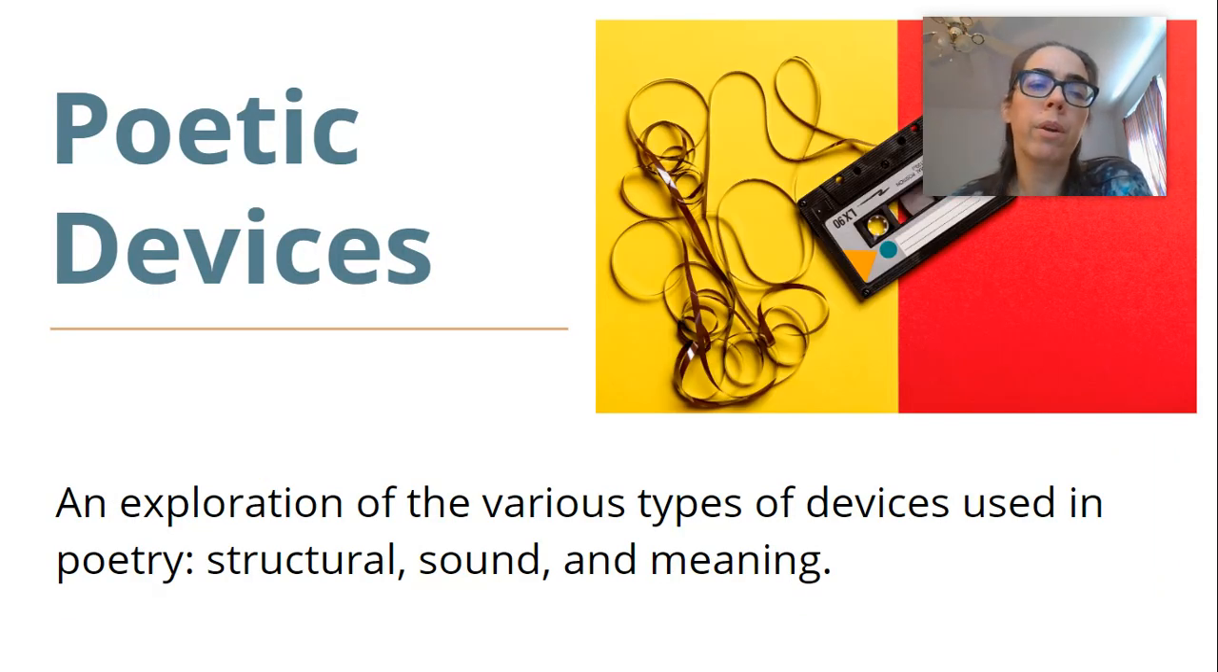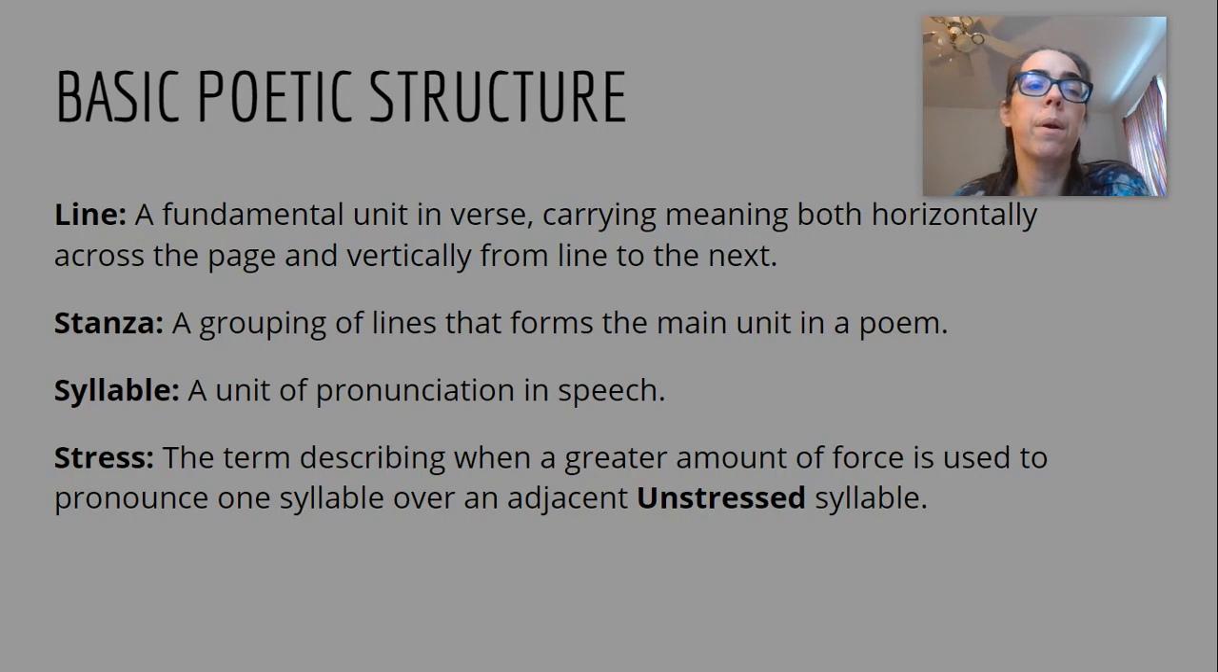So, we are going to go through the devices that we are going to find when we are studying poetry. So we're going to do structure, sound, and meaning. Our basic poetic structure. These are the nuts and bolts. A line is the sentence, basically, the fundamental unit of verse carrying meaning both horizontally across the page and vertically from one line to the next. How you phrase it, how you choose to capitalize, how you use to do anything. The line is the basic unit, the sentence unit. And what you do to it can change the entire meaning of a poem.